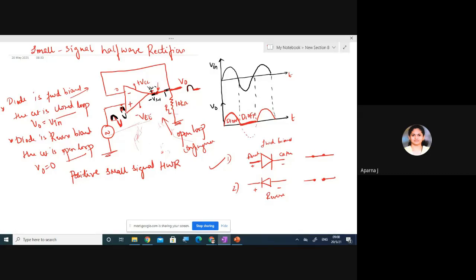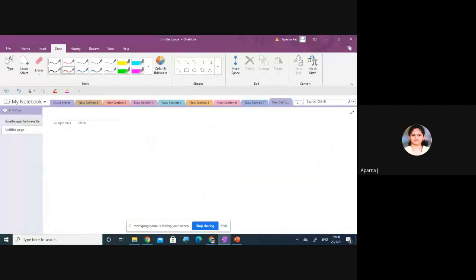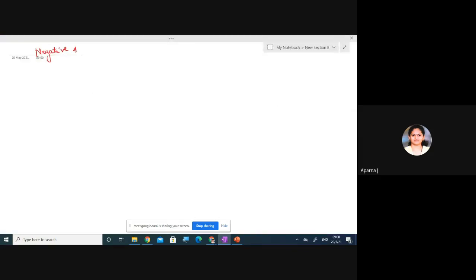Okay, so I hope it is clear to you. Now let us try to write the next circuit, that is the negative small signal half wave rectifier. Now can you tell me what is the change we need to make?